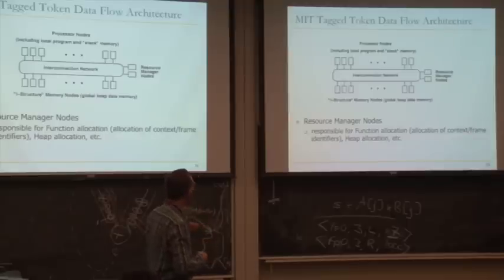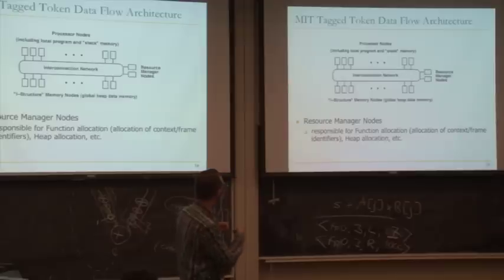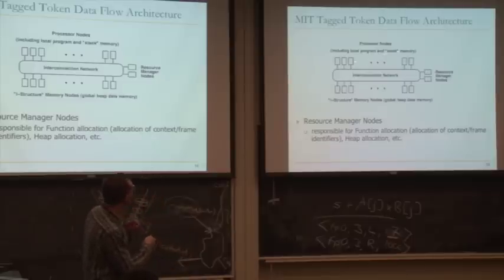OK. So let's take a look at the MIT tag token Dataflow architecture a little bit. You read the paper. So I think this will be more of putting together all the concepts. And I'll end the lecture early today. But this is what a Dataflow machine actually looks like, putting it all together. You have these processor nodes. And you have the memory nodes that contain the data structures. And processor nodes contain the local program and stack memory. And you have these resource manager nodes. And everything is a Dataflow graph.